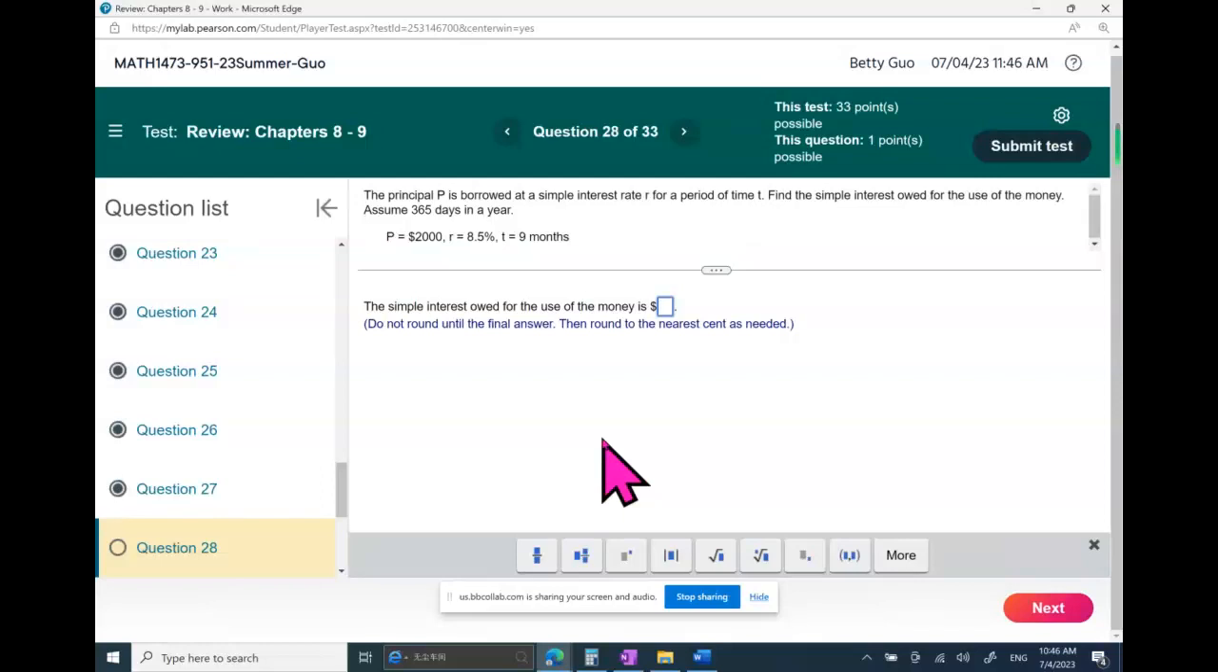and then multiply by 9 months, how many years? 9/12. So I'm going to multiply by 9 divided by 12. That's how many years we have. That actually is 3/4 of a year, right? Or 0.75. Yeah, let me double check. 2,000 times 0.085 times 3/4. And the interest, rounded to the nearest cent as needed, is 127.5.